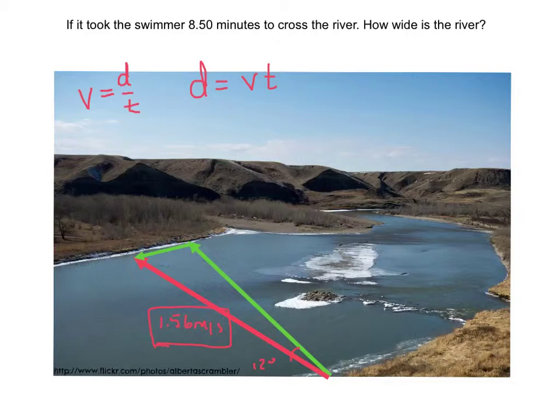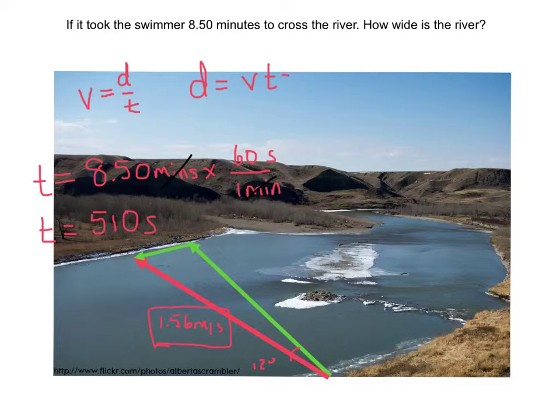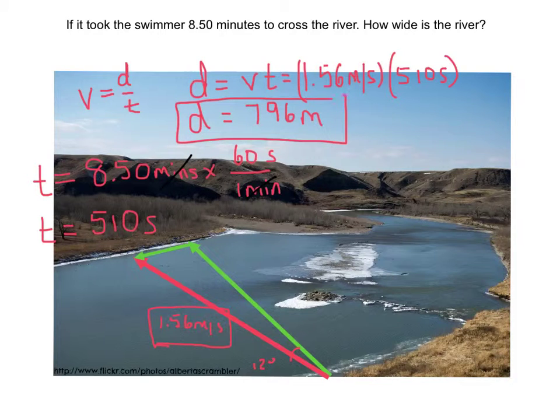I do need to change that into SI units of seconds. So let's do that first. So I have my 8.5 minutes and multiply that by 60 to get my time in seconds of 510 seconds. Now let's go ahead and plug in our information here. So I have 1.56 meters per second times 510 seconds. And so the displacement of our swimmer here is going to be equal to 796 meters. Now that's the total displacement that he swam.